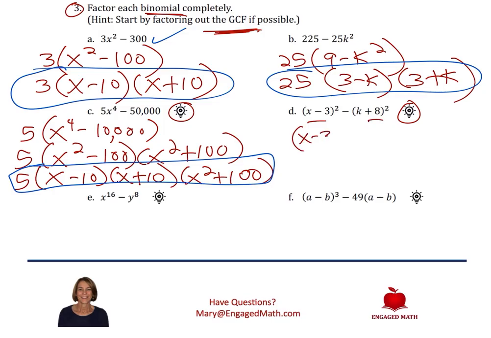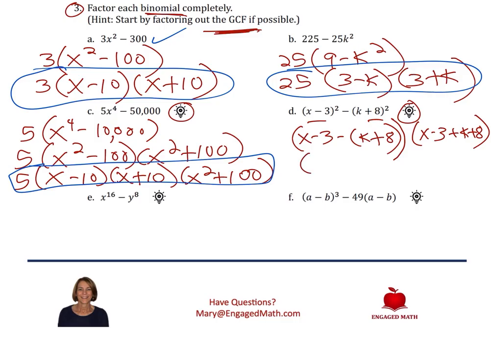So we're going to take the square root of the first term, x minus 3, and then we're going to say x minus 3 minus the square root of the second, but notice I'm putting it in parentheses. So it's x minus 3 minus the quantity k plus 8, and then it's going to be x minus 3 plus the quantity k plus 8. But I don't really need parentheses when it's just a plus.